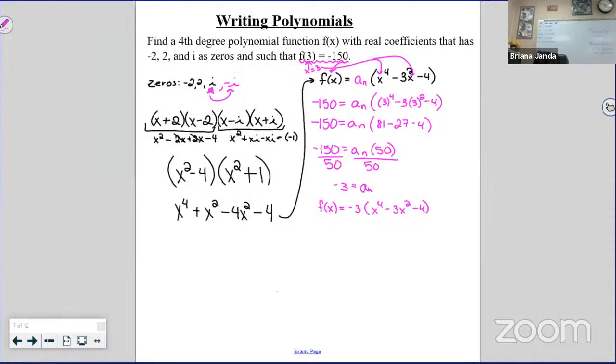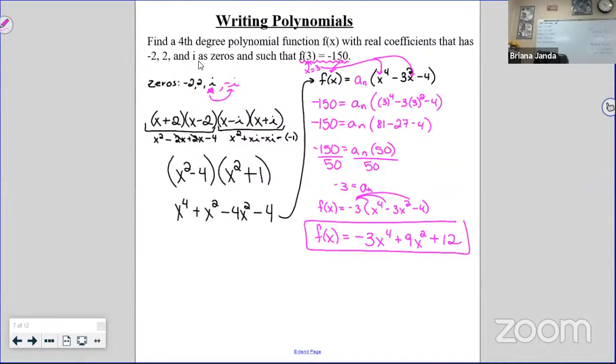And I understand that this is a lot of work here, but that's because I'm showing every last little step. You guys absolutely can speed this up. Yes, we can skip some of these show-all-our-work steps. But our official polynomial that would go through this point right here would be -3x to the 4th plus 9x squared plus 12. Questions?